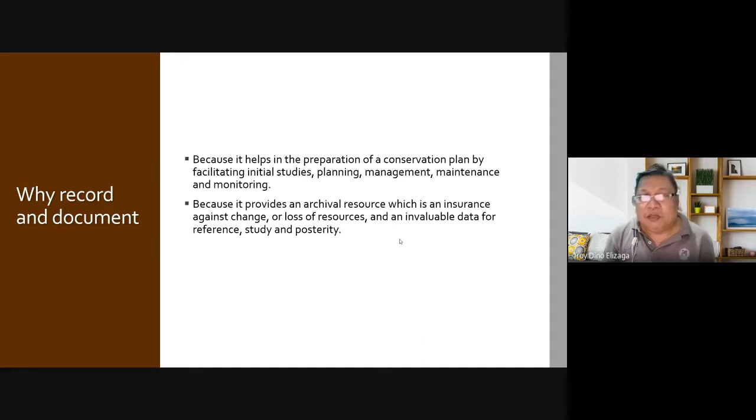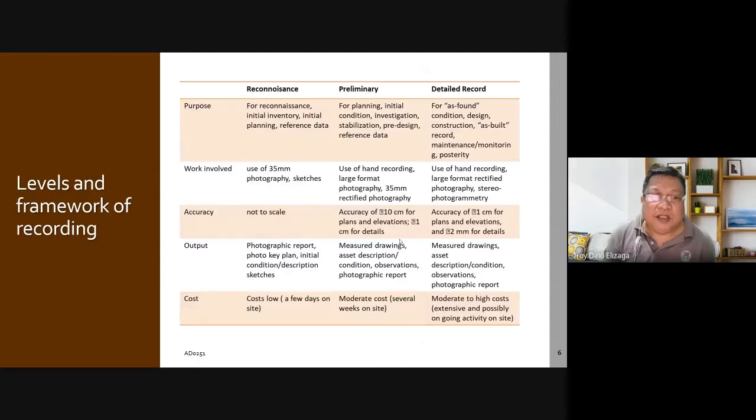Why record and document? I think this is self-explanatory because it helps in the preparation of a conservation plan by facilitating initial studies, planning, management, maintenance, and monitoring. And because it provides an archival resource, which is an insurance against change or loss of resources and invaluable data for reference, study, and posterity. So even if there are no modifications involved, no need to repair, it is there for posterity.